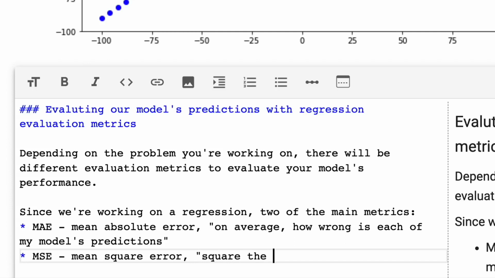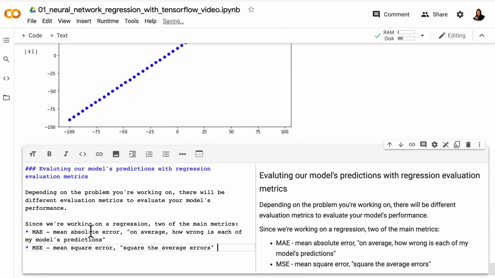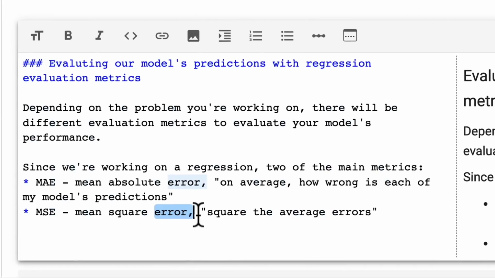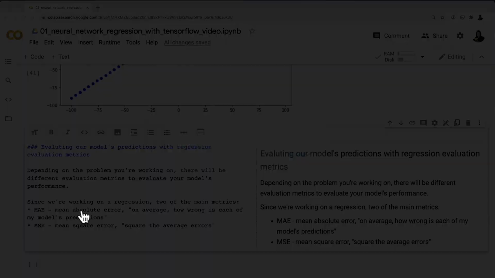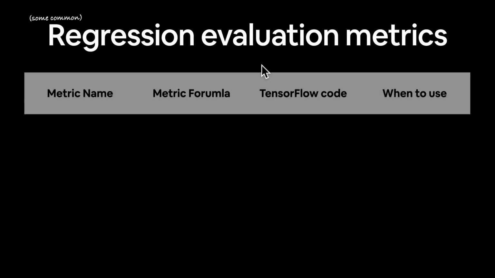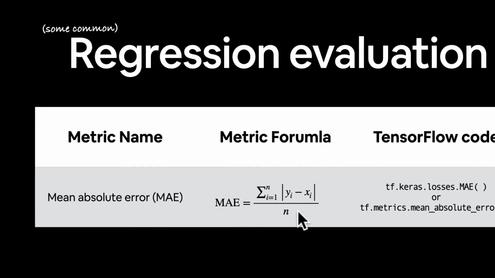However, you square the average errors. So take the errors from your model's predictions, square them, and then find the average. So that being said, before we implement these with TensorFlow, let's have a look at the keynote. Here we have a slide for some common regression evaluation metrics. So let's start off with the mean absolute error, MAE. Here's the formula here, written in fancy mathematical notation. Now this is just saying these are our labels here, and xi, which could also be represented by y with a little hat.